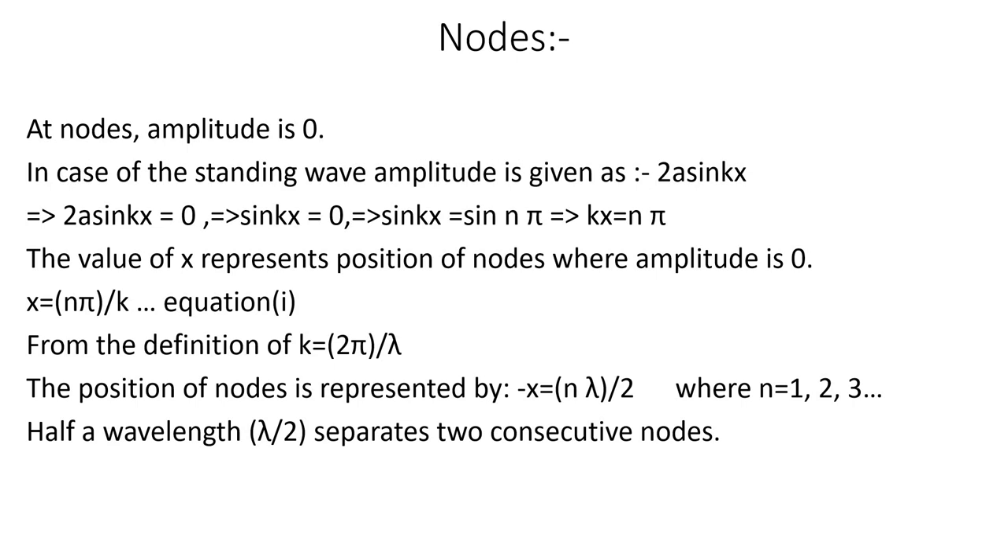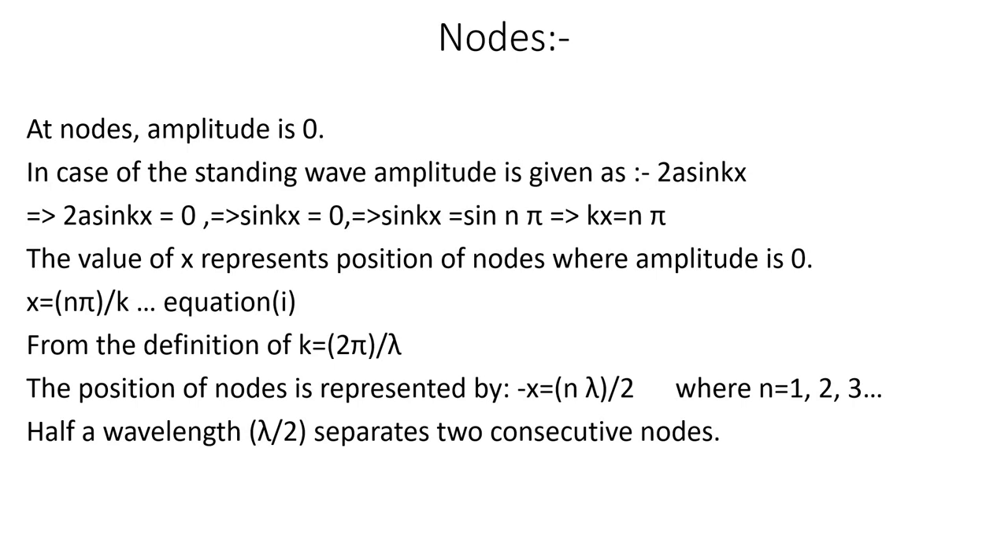Is it clear? Nodes mean those positions in a standing wave where amplitude is 0. We get them by equating the amplitude expression to 0. So 2a sin kx = 0, or kx = n pi, and from that we can write x = n pi by k. If we substitute k, the wave number, as 2 pi by lambda, we get the expression for positions of nodes as x = n lambda by 2.